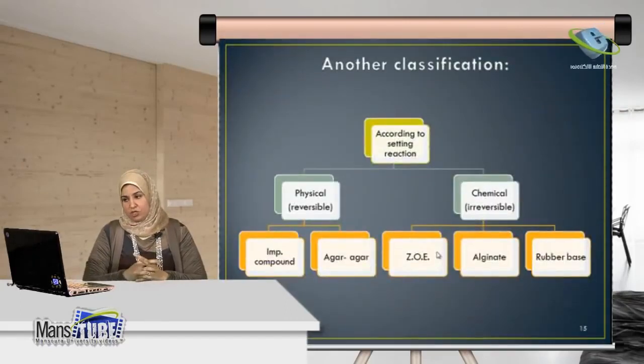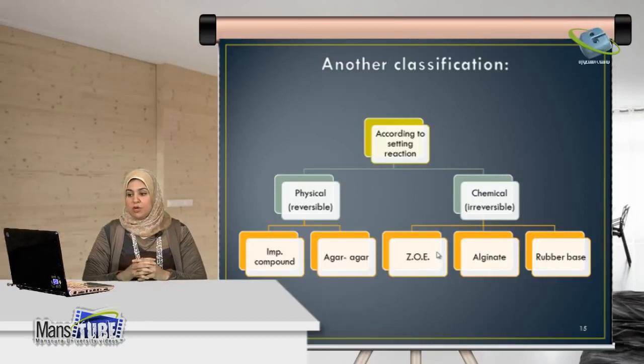We have another classification of impression materials according to their setting reaction. Some materials set by physical reaction and others set by chemical reaction. Always the physical reaction is reversible because it depends on heating and cooling of the material. When I heat the material, it will be soft, and when I leave the material to cool down, it will become hard. So this is a reversible reaction. Always the materials which set by physical reaction are reversible and reusable. I can use them many times, but of course after disinfection.